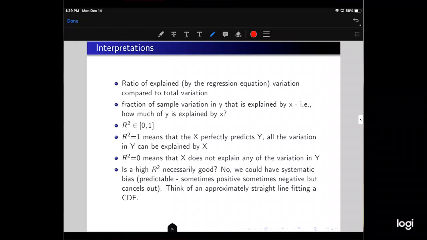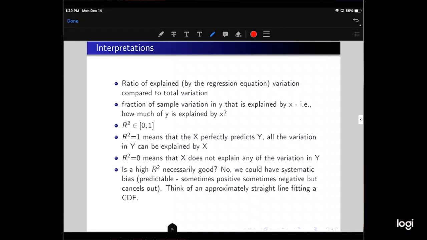The R-squared is contained in the interval 0 to 1, so R-squared is greater than or equal to 0 and less than or equal to 1. R-squared of 1 means that x perfectly predicts y. All the variation in y can be explained by x. R-squared of 0 means that x does not explain any of the variation in y. In practice, we never get an R-squared of 0 or 1, but these are like perfect correlation and zero correlation, not possible to have.